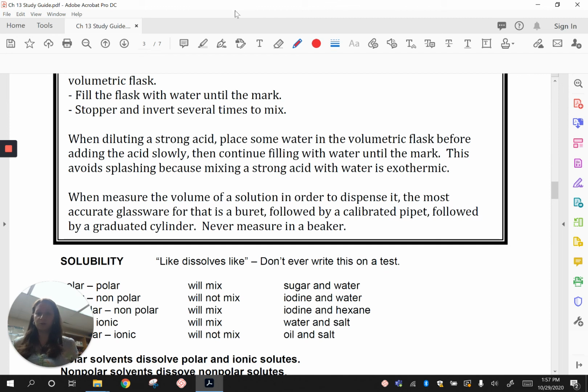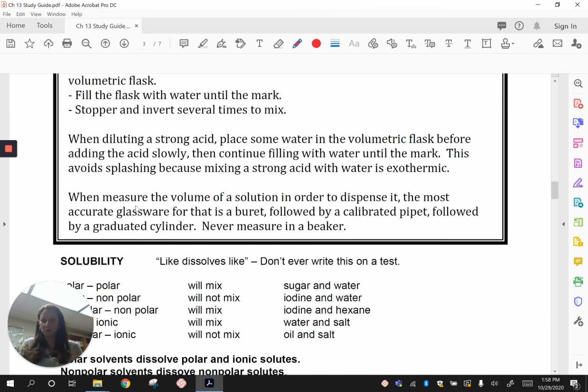So it says when you're diluting a strong acid, place some water in the volumetric flask before adding the acid slowly, then continue filling with water until the mark. This avoids splashing because mixing a strong acid with water is exothermic and it can splash. So again, only for strong acids that you need to just keep a note of that.